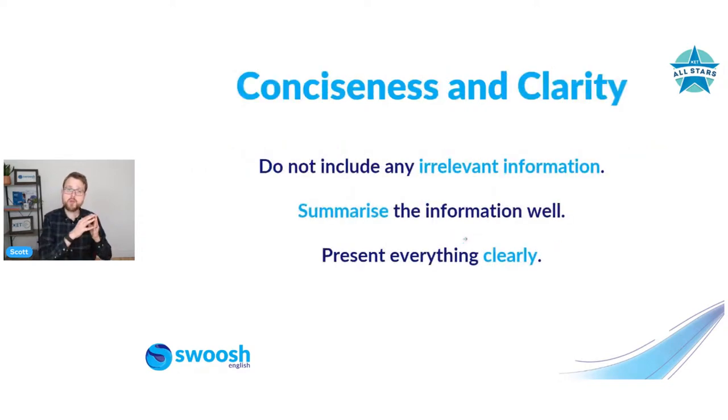Now, alongside content, there is conciseness and clarity. Likewise, we might be extracting the key information for content, but there's also a lot of irrelevant information in the case notes that we don't need. So we need to identify that and ensure that we are not including that irrelevant information, okay? That way, we'll be able to summarize the information that we need well and present everything clearly in our OET letter. So conciseness and clarity has two things we must look at. One, ensuring that we are including the relevant information only and excluding the irrelevant information. But two, how can we present the relevant information in a clear, easy to understand and concise way? Okay, so two things we must look at for conciseness and clarity.